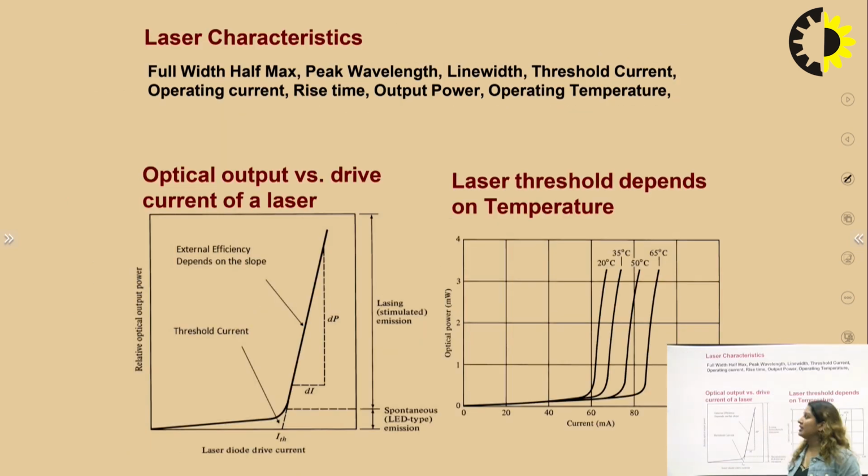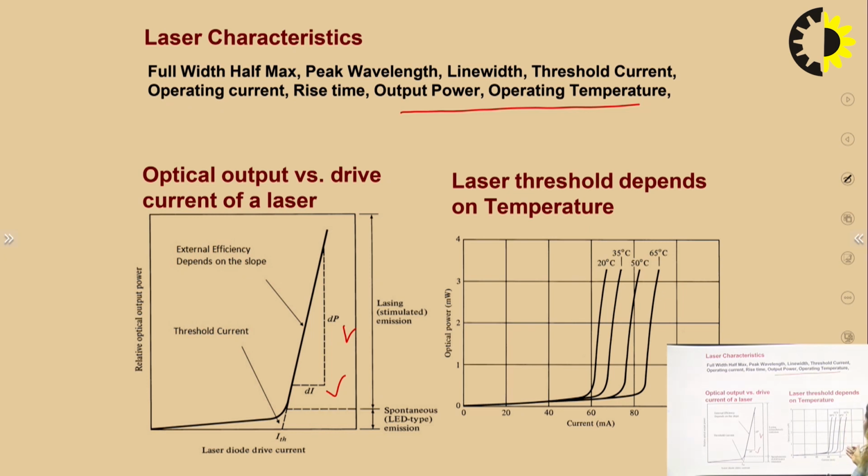So now we have laser characteristics: full width half maximum, peak wavelength, line width, threshold current, operating current, rise time, output power, operating temperature. These are some parameters through which we can characterize our lasers. Optical output versus drive current of a laser is drawn here, the optical output power PI characteristic. Up to a certain current there will be no significant change in the power, but after the threshold current, there will be a change in the power. We can calculate the value of the slope, dP by dI, through which we can easily find the external efficiency, which depends on this slope.